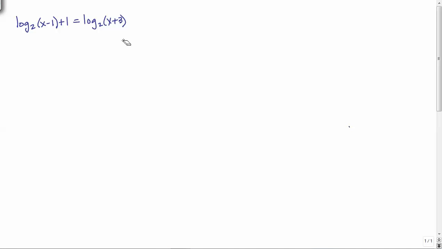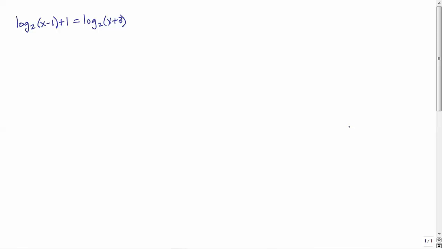So this is an example of an equation where we need to use some of the rules we know for log in order to solve for x. So we're given log base 2 of (x - 1) plus 1 equals log base 2 of (x + 3). We're trying to solve for x.